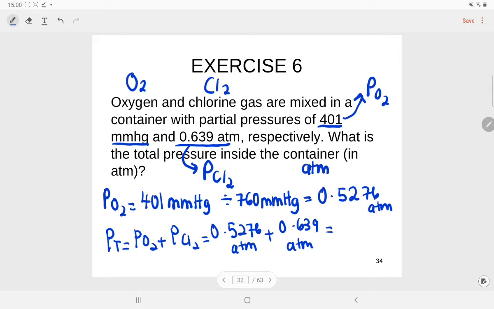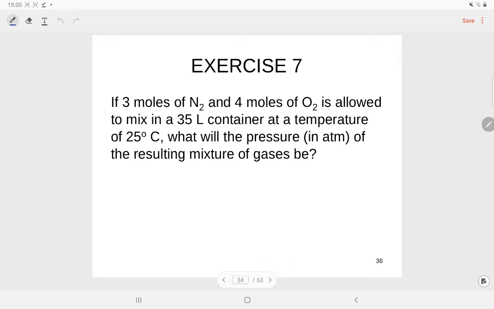Alright, so the final answer is 1.167, and never forget your unit, which is atm. Again, I'm going to emphasize the importance of inserting units through the substitution process, because it will help you avoid getting the wrong units at the end of your final answer. Okay, move on to the next exercise.